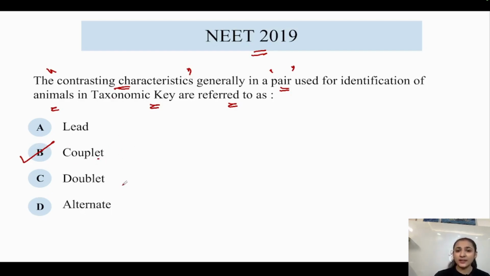Doublet is what? Doublet is double of two things. The same thing is occurring twice. That is what we call a double. So doublet is not the correct answer. Neither is lead. Neither is alternate. So the correct answer is option number B, couplet.